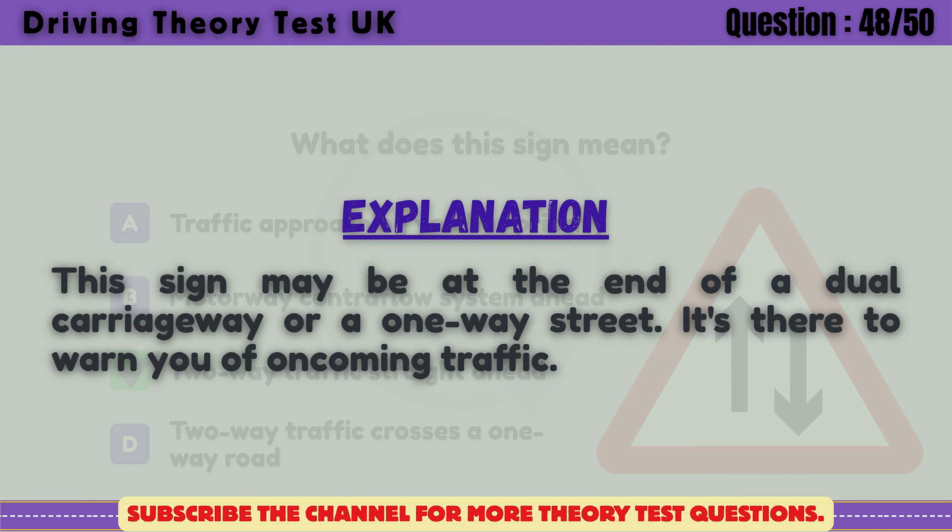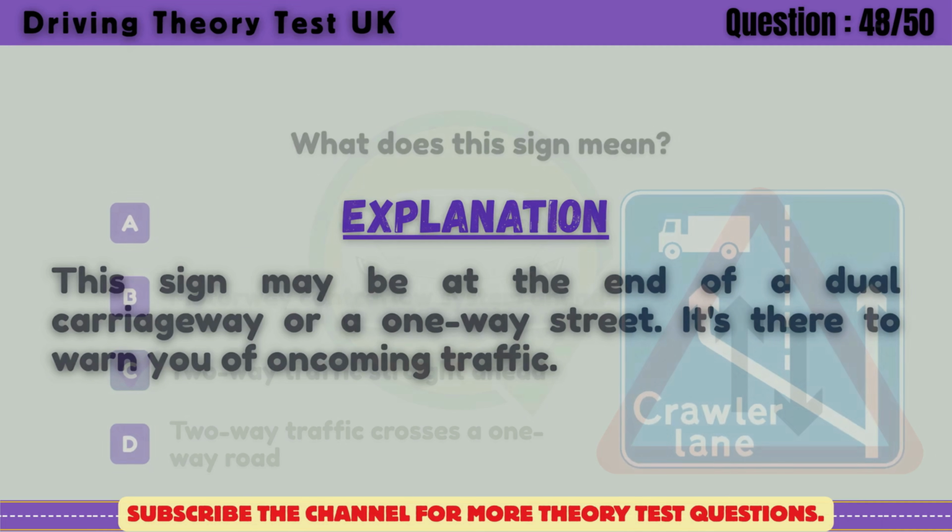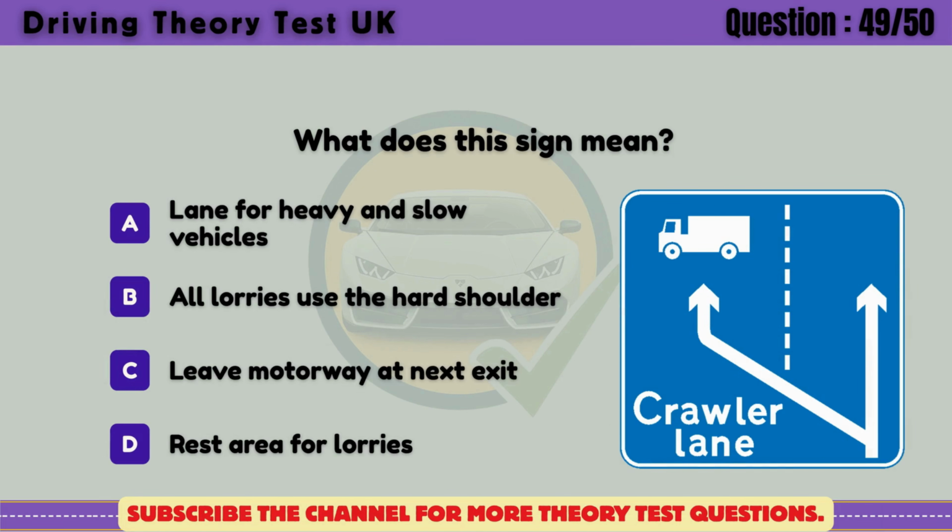This sign may be at the end of a dual carriageway or a one-way street. It's there to warn you of oncoming traffic. Question 49. What does this sign mean? Option A. Lane for heavy and slow vehicles. B. All lorries use the hard shoulder. C. Leave motorway at next exit. D. Rest area for lorries.